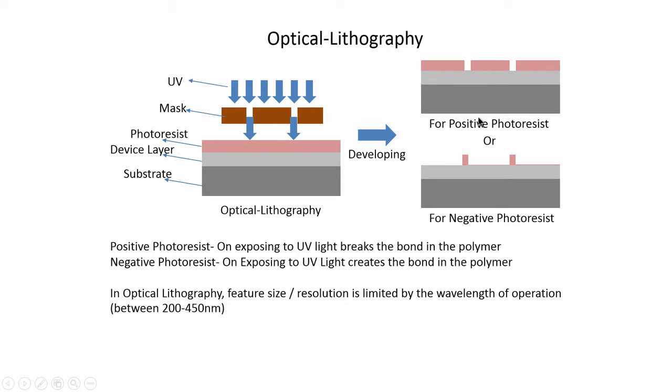There are what are called positive photoresists, which result in a pattern on the wafer which is the same as that of the given mask, and there are negative photoresists where the opposite happens. Negative photoresist on exposing to ultraviolet light leads to creation of bonds rather than the breaking of the bonds, and so the pattern becomes the opposite of the mask. In optical lithography the feature size resolutions are limited by the wavelength of operation, typically of the order of a few hundreds of nanometers. This is ultraviolet light.